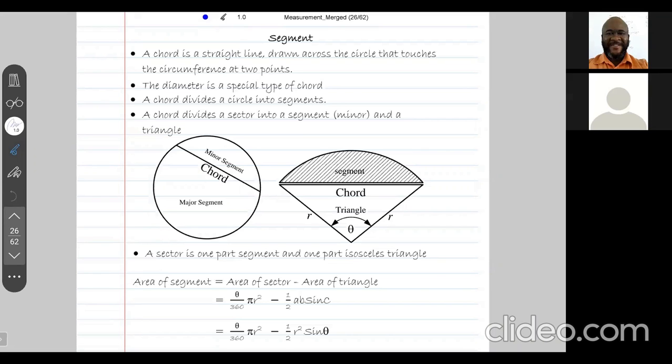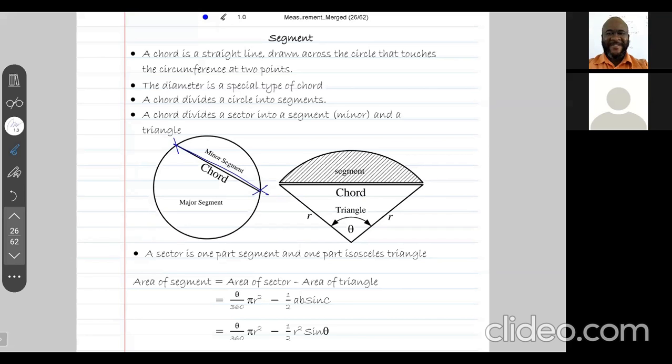So in the first diagram, the one on the left, you'll see the chord. The chord is that straight line that is drawn across the circle and touches the circumference at 2 points. So this is the chord. Guys, the diameter is a special type of chord. That should be easy to see.